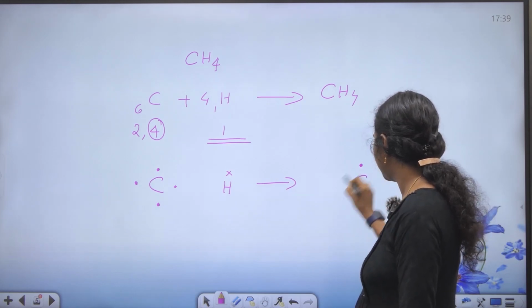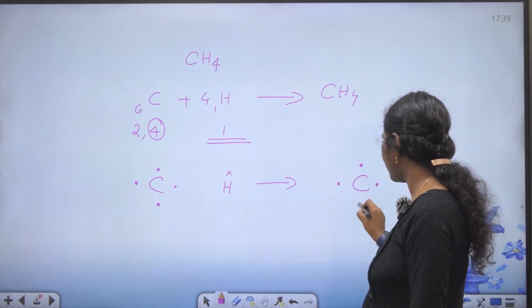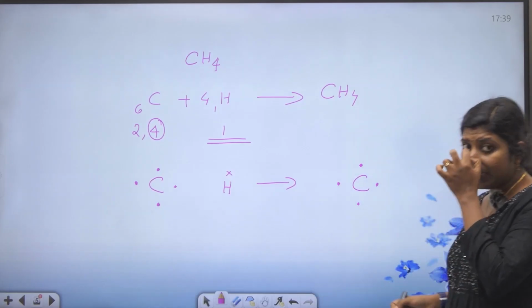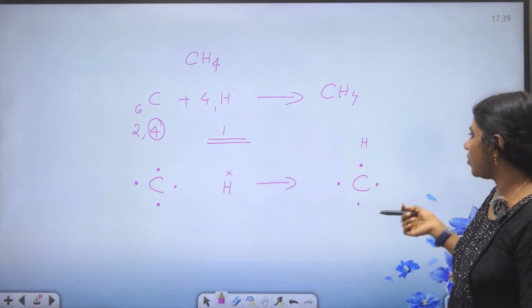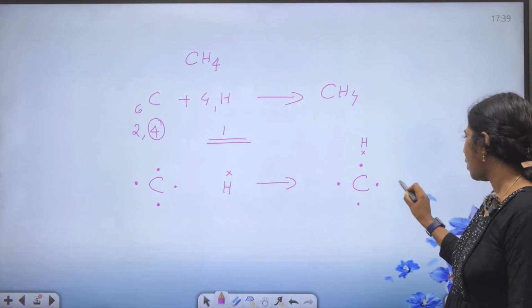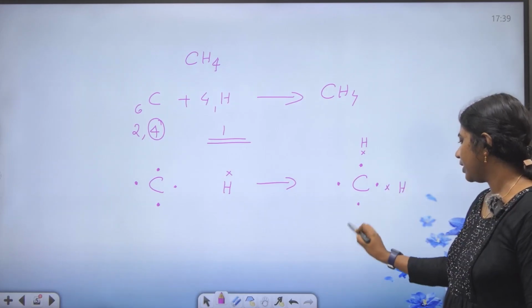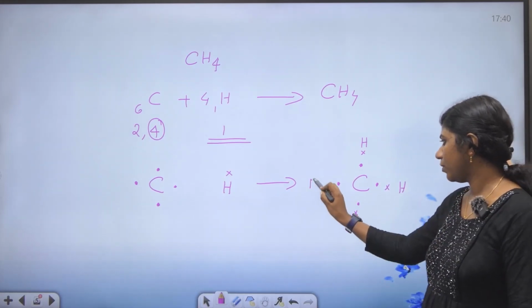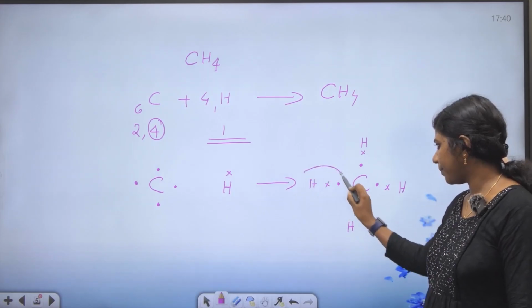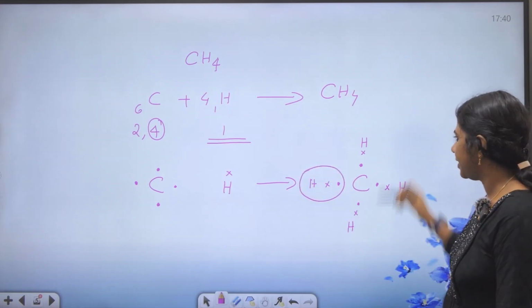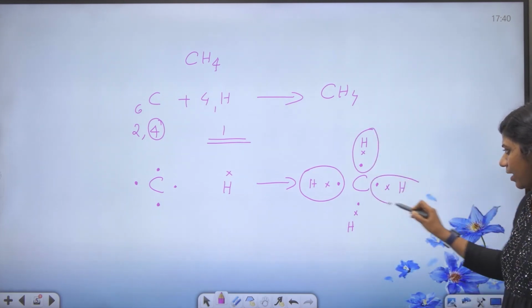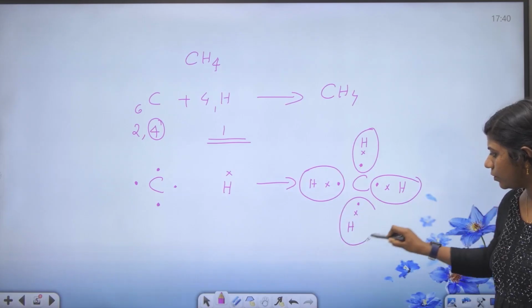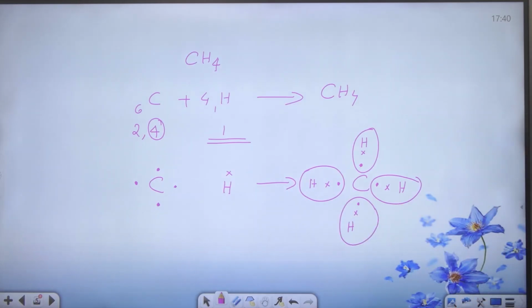Carbon has 4 valence electrons and it combines with 4 hydrogen atoms, sharing the hydrogen electrons. We know that each hydrogen atom has 1 electron. Each hydrogen atom shares 1 electron with the carbon atom to complete its valence shell, the K shell.